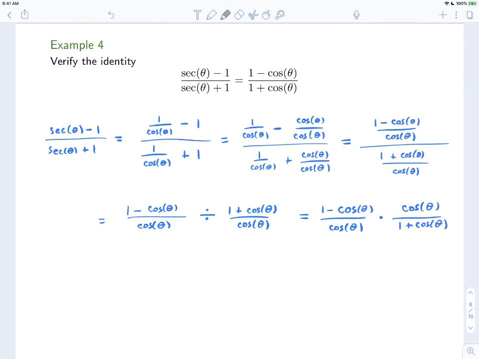And now we notice that there's a cosine in the numerator and the denominator. So those will cancel, and we'll be left with 1 minus cosine theta divided by 1 plus cosine theta. And that's the thing we were looking for. So we've shown that the left side was equal to the right side, and therefore we've verified this identity.